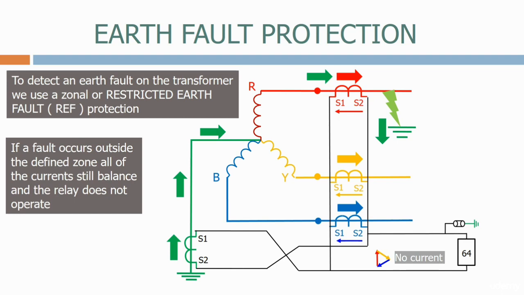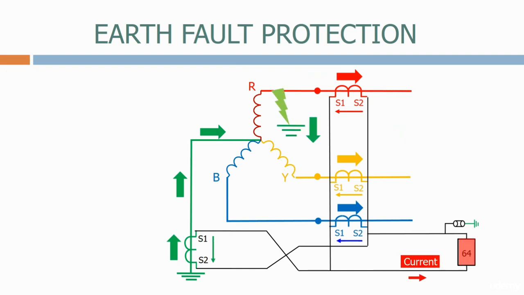Let's now remove the fault and apply a fault inside the zone on the transformer itself. This time there is no earth fault current generated on any of the phase CTs, but we do have current flowing through the CT on the ground connection. This imbalance will cause a spill current, which is enough to operate the earth fault relay.